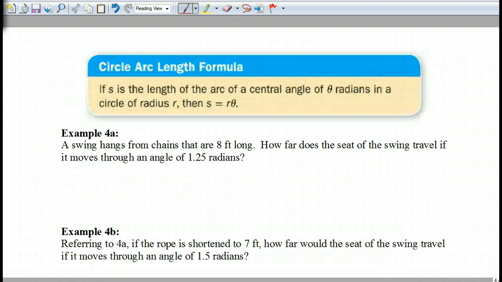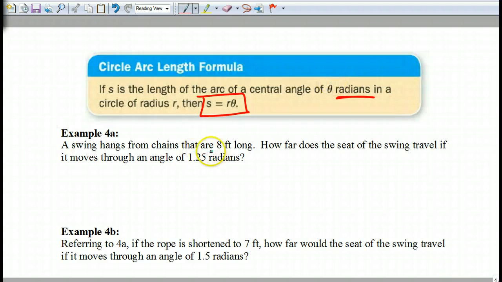Now we want to find the arc length when we're dealing with radians. Instead of dealing with degrees, we're dealing with radians this time. Okay? So we are going to use this formula. S, the length of the arc, is equal to the radius times the central angle in radians.